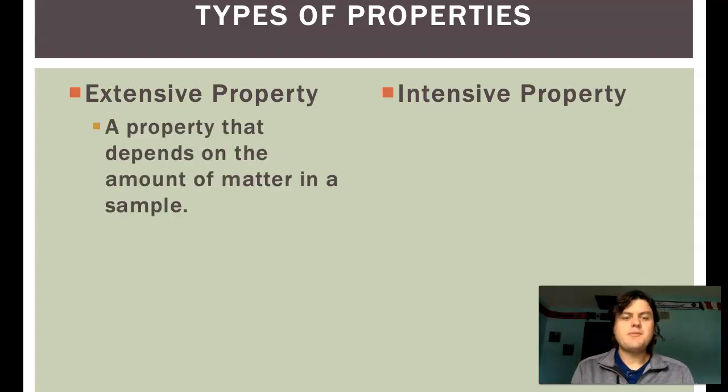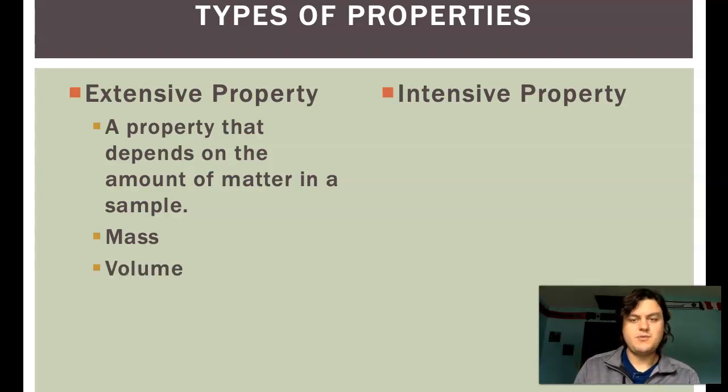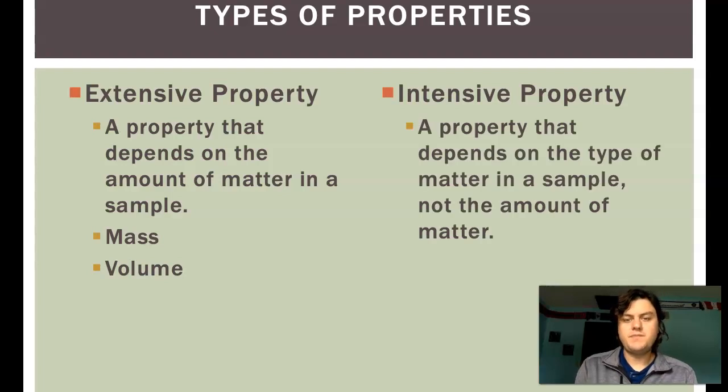An extensive property is simply a property that depends on the amount of matter in a sample. So this is a property that is really a function of how much of the matter is there. So if we think about mass, right, the more of a substance that is there, the higher the mass of that sample will be. Same thing with volume. If we have more water in a sample, it will have a higher volume.